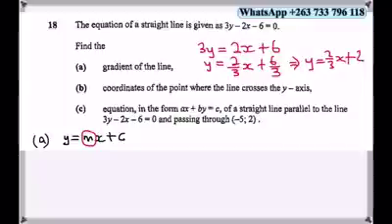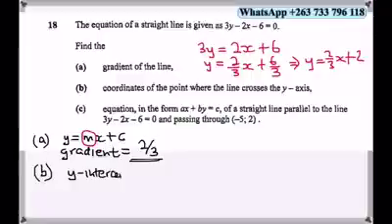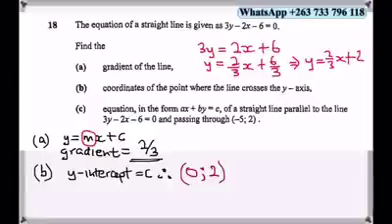Therefore, this means for part A, the gradient is 2 over 3. Then for part B, the coordinates of the point where the line crosses the y-axis. So this will be the y-intercept where x is equal to 0. So the coordinates here will be 0, 2. So we take this to be a y coordinate, then the x coordinate will be 0.